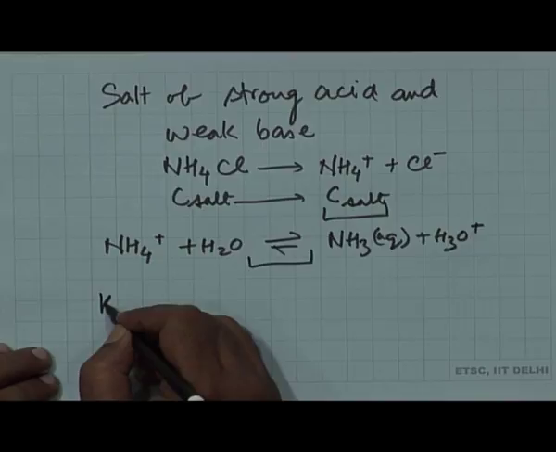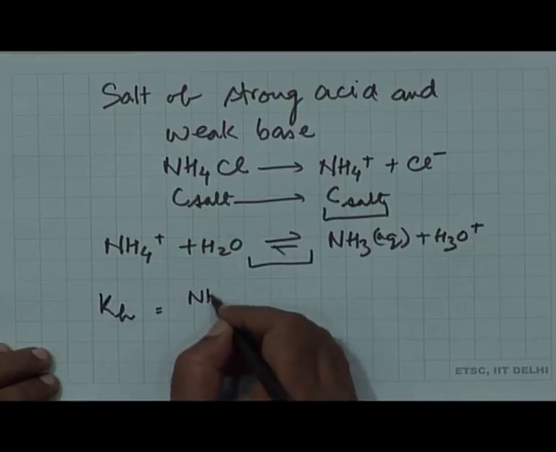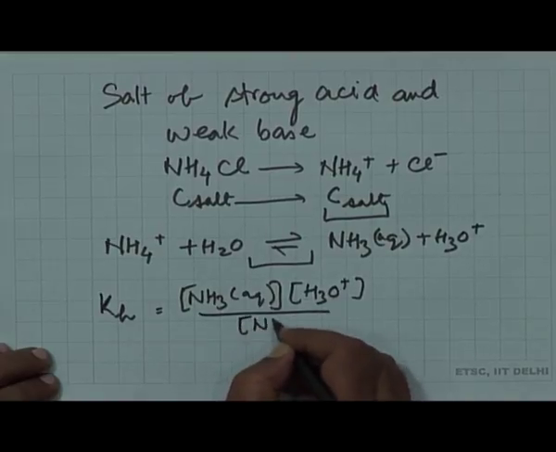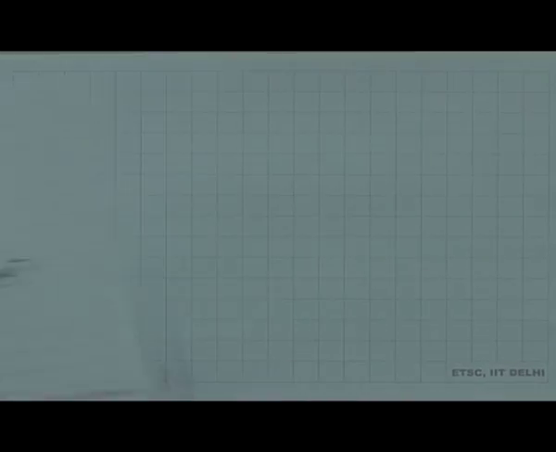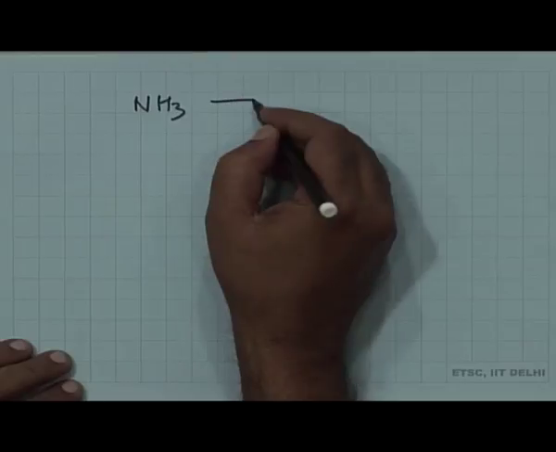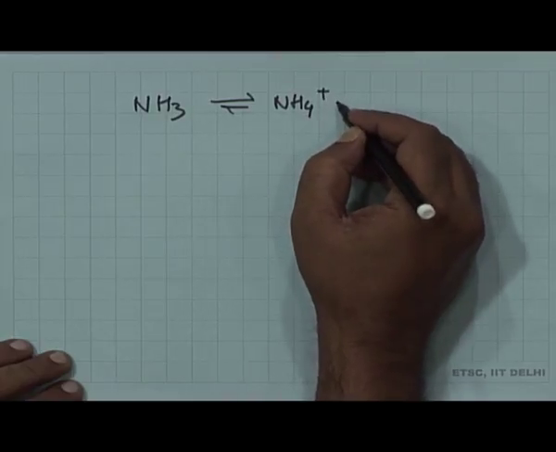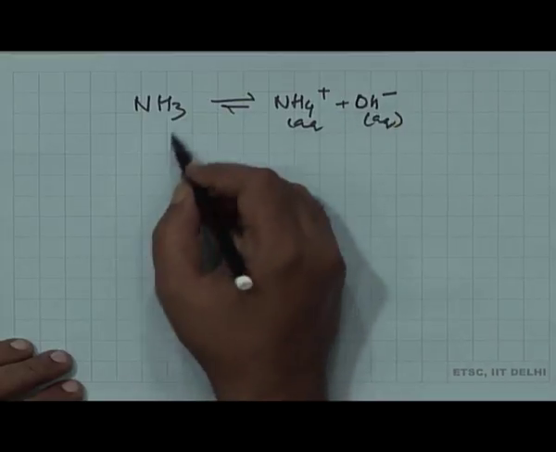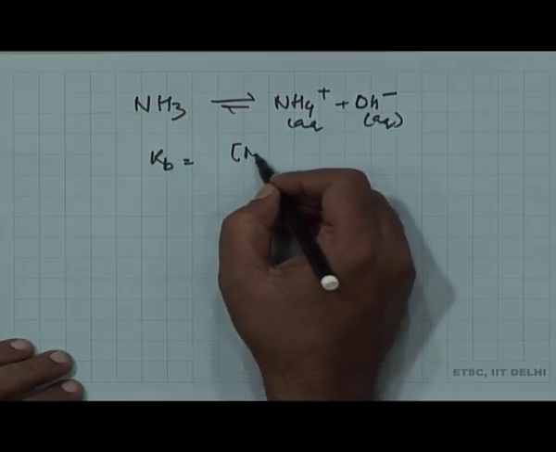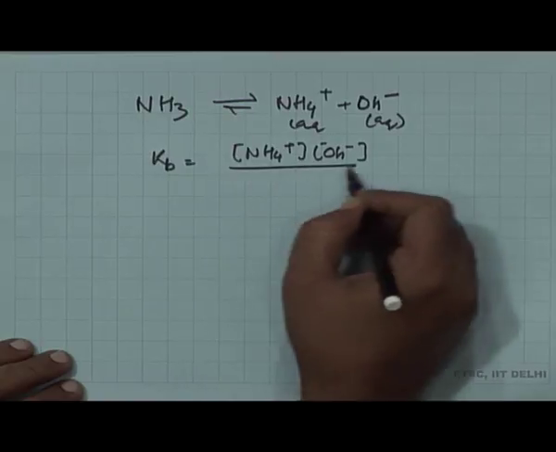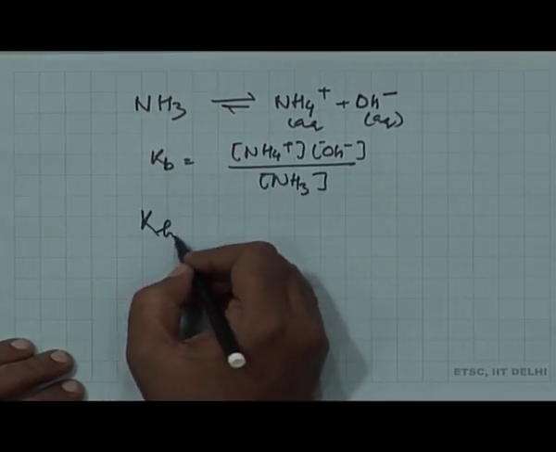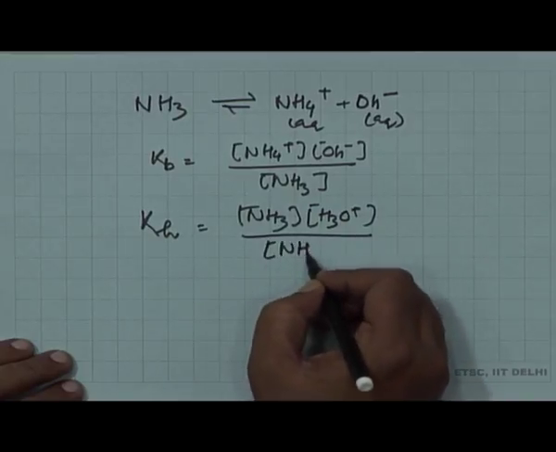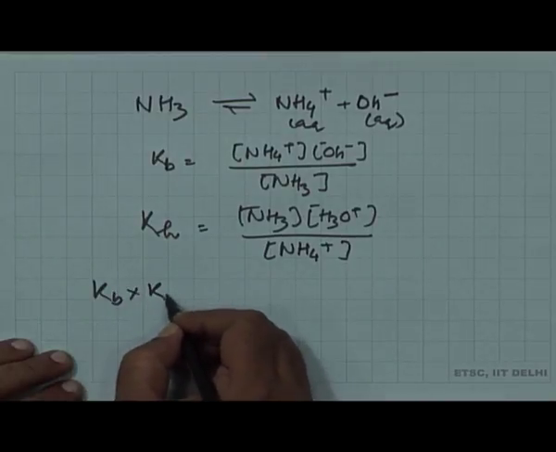And so, you can write KH is equal to NH3 into H3O plus divided by NH4 plus. And we know that NH3 in aqueous solution gives you NH4 plus and OH minus ion in aqueous solution, and so this is your Kb. Kb is equal to NH4 plus into OH minus divided by NH3, and just now we calculated KH, which is NH3 aqueous into H3O plus divided by NH4 plus. Again, if in this case we multiply Kb into KH, it will be equal to Kw.